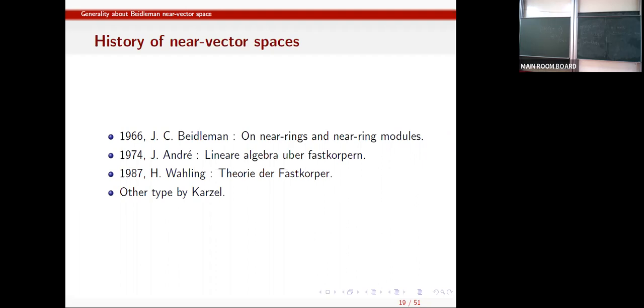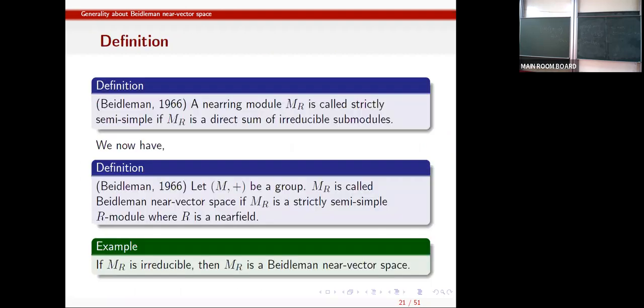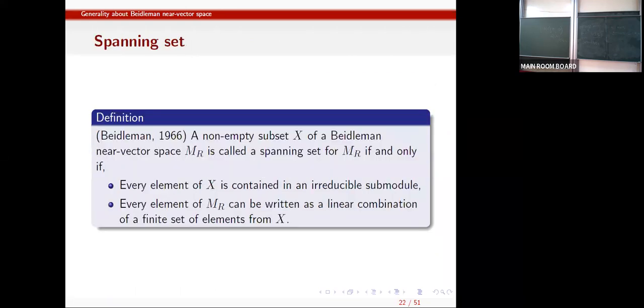In the second one, they derive all the subspaces of finite dimensional near vector space. So we want to see what the subspaces of all finite dimensional Beidleman near vector space will look like. What we call a Beidleman near vector space is this: if we take a nearing module, we can write the nearing module as the direct sum of submodules which have no proper R-subgroup. That is the definition. So an example is every MR which is irreducible is a Beidleman near vector space.